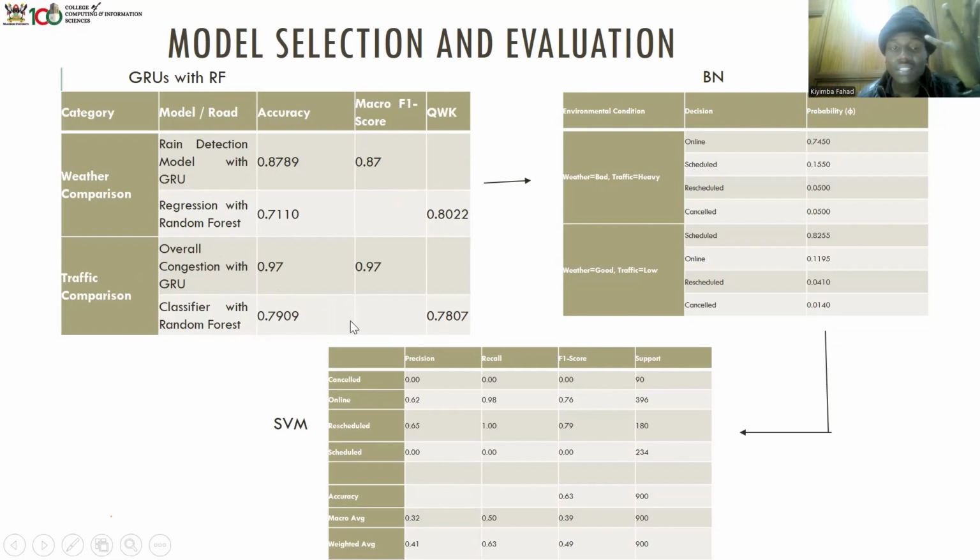So that is it. When we get these GRUs, both of them, weather and traffic, their output is input into the Bayesian network, and here are the results, okay? And the Bayesian network was doing pretty well with the expert priors. You can see that with bad weather and heavy traffic, there is a high percentage for online. Also with good weather and low traffic, a high percentage for scheduled. You get the point.